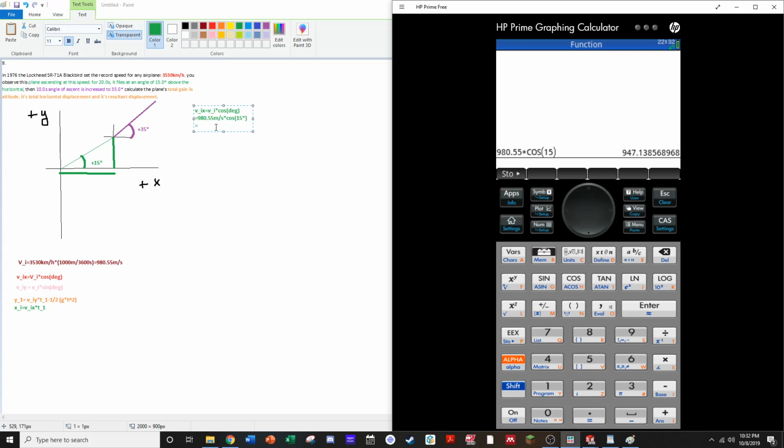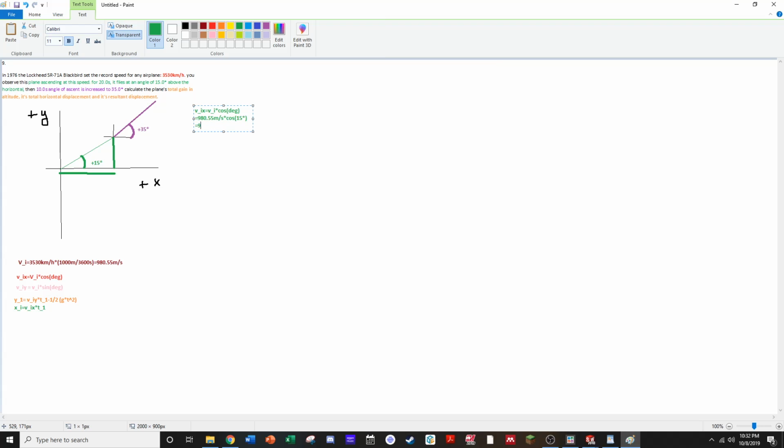So in the initial x direction, we are moving at a pace of 947.13 meters per second. So we're going pretty fast. Now we're going to do the initial velocity with respect to the y direction.